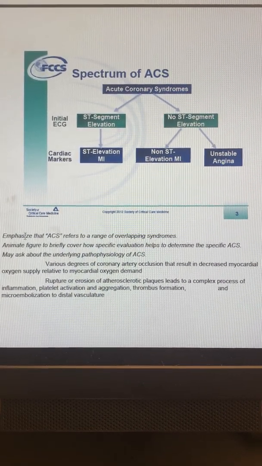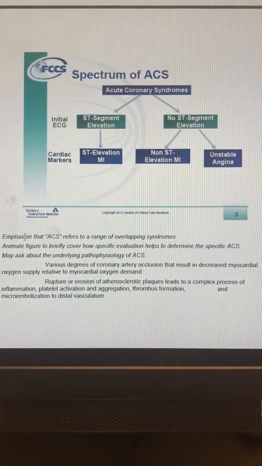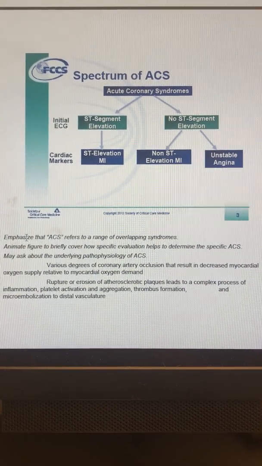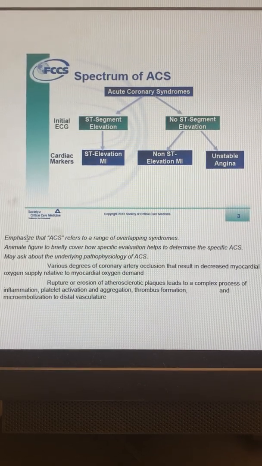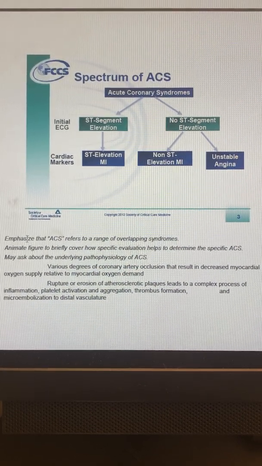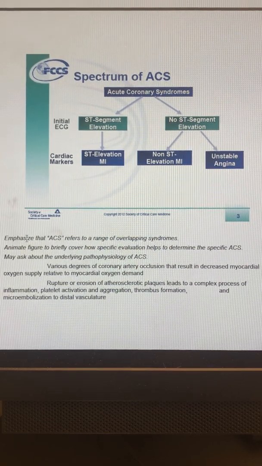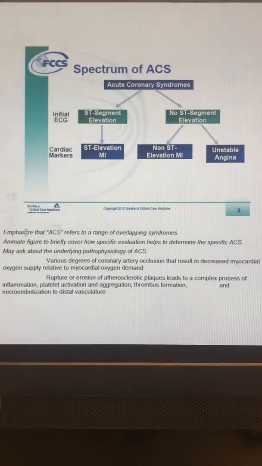If you have non-ST segment elevation, you want to differentiate whether these patients have just unstable angina versus non-ST elevation MI, and that you differentiate again by using the cardiac markers. If the cardiac markers are elevated, you're dealing with non-ST elevation MI, a true one. If their cardiac enzymes are not elevated, you're dealing with unstable angina. Okay, so moving on.